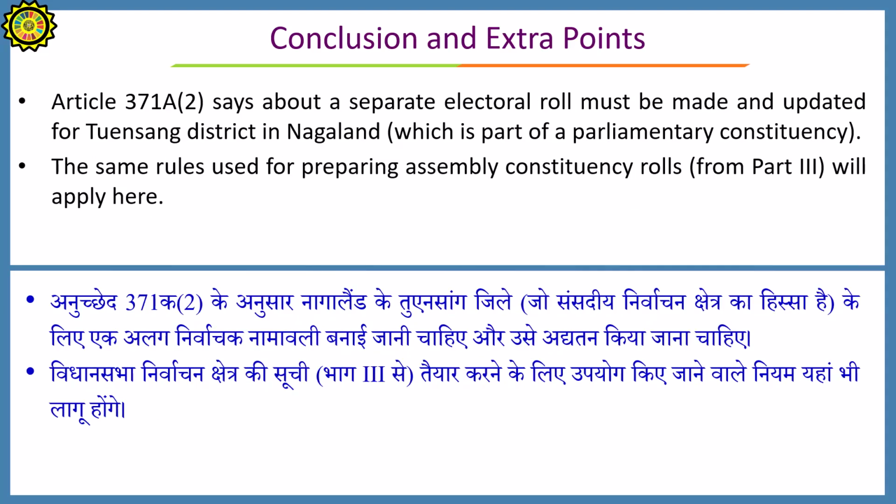Clause 2 of Article 371A says a separate electoral roll must be made and updated for Tuensang district in Nagaland, which is a part of a parliamentary constituency. The same rules used for preparing assembly constituency rolls will apply here.